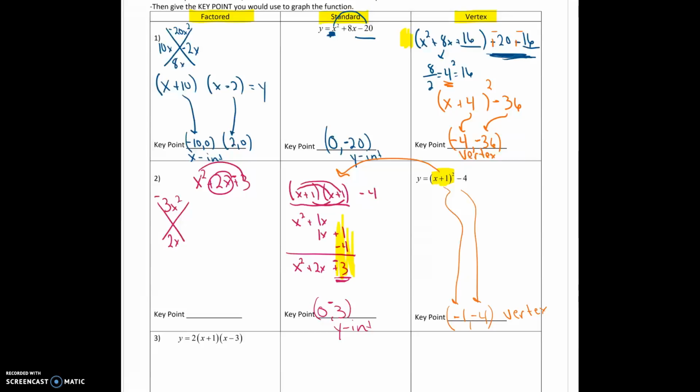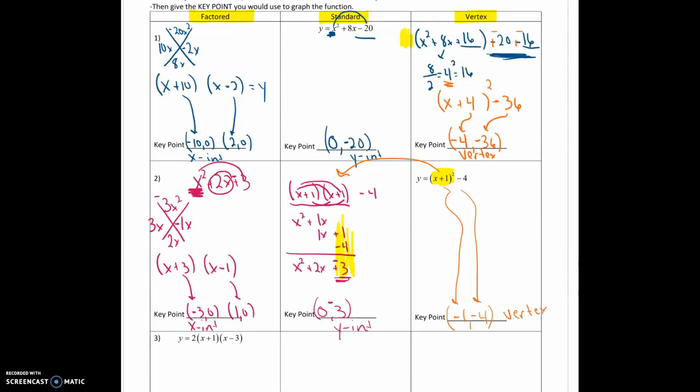So factors of negative 3 that get me to 2 are 3 and 1, and I'm going to make the 1 negative. And again, this is easy factoring because it is x squared. So I can go straight to my factors of x plus 3 and x minus 1. And now my key points are one x-intercept of, take the opposite, negative 3, 0, and the other one, take the opposite, and it will be 1, 0.